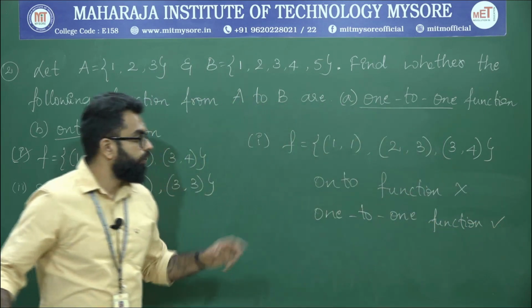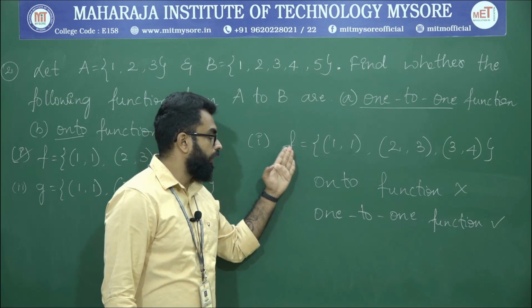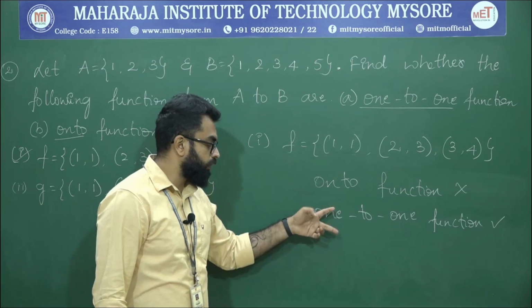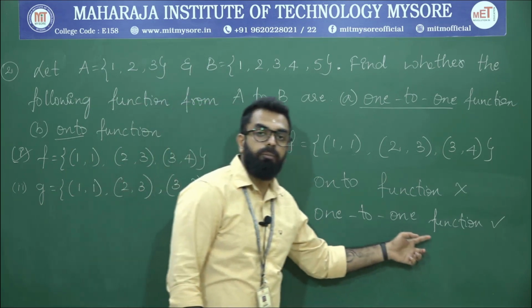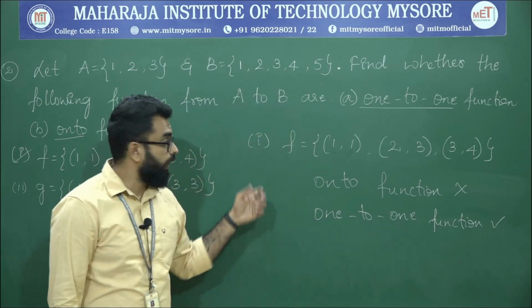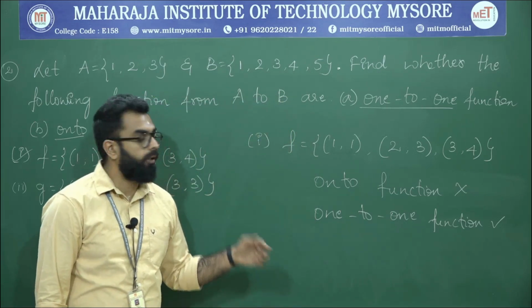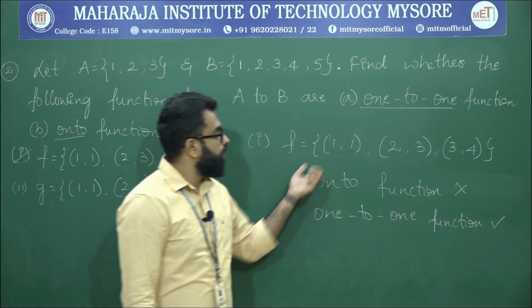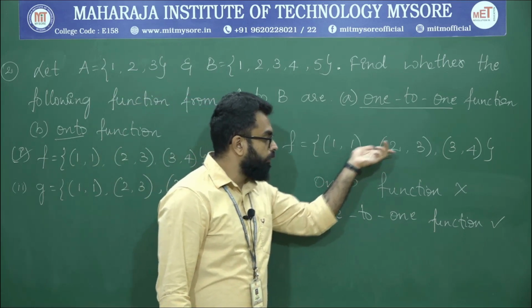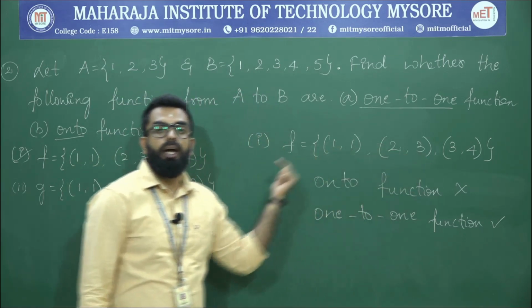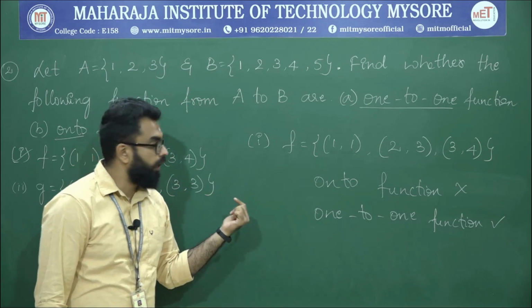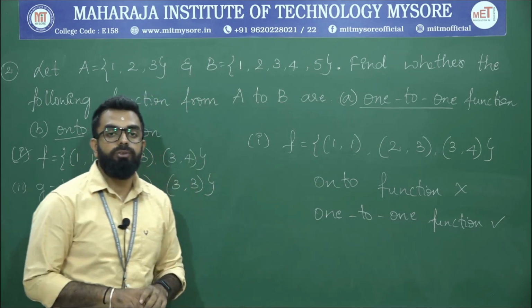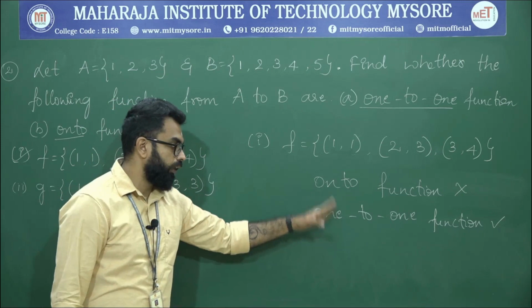So to conclude, you can just say that under the function f, all the elements of set A have unique images in set B. So f is a one-to-one function, and elements 2 and 5 of set B do not have pre-images in set A, so it cannot be an onto function. F is one-to-one, not onto.